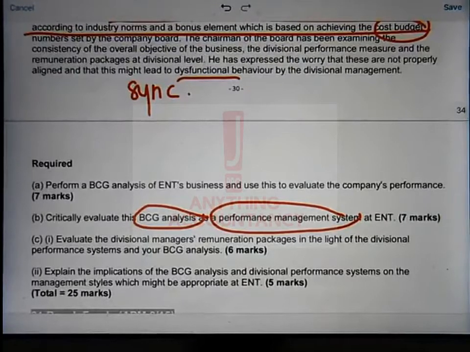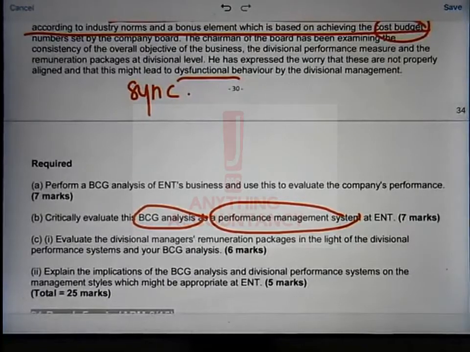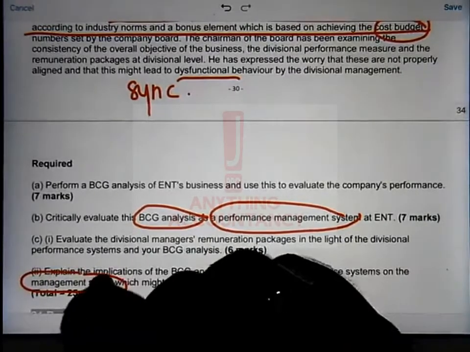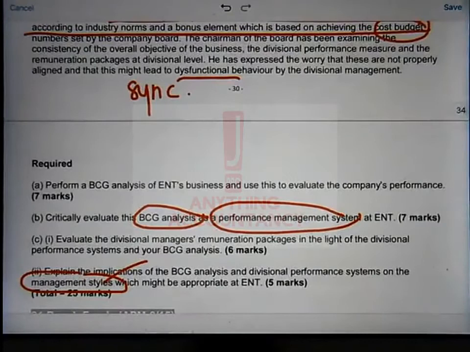The next one is going to be evaluate the divisional managers' remuneration package in light of the divisional performance system and your BCG analysis. So they want you to use your BCG to figure out whether the guys are being paid correctly or not, in light of the divisional performance, and explain the implication of BCG analysis and the divisional system on management style. Now, notice the word management style. Do you know the word that you're supposed to use? If we say management style, which one are we talking about?